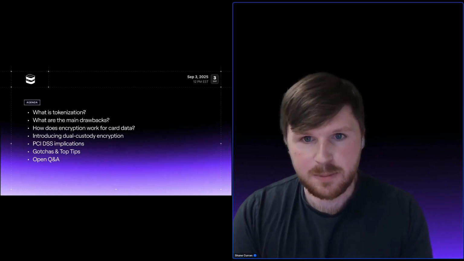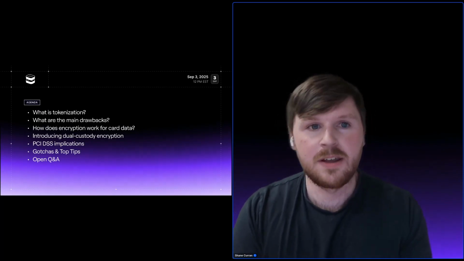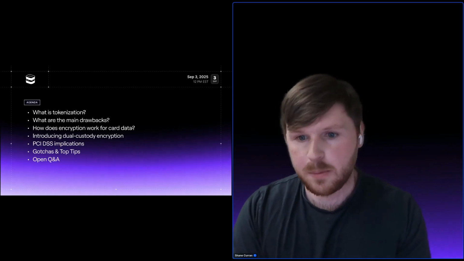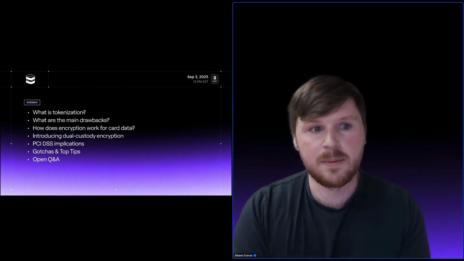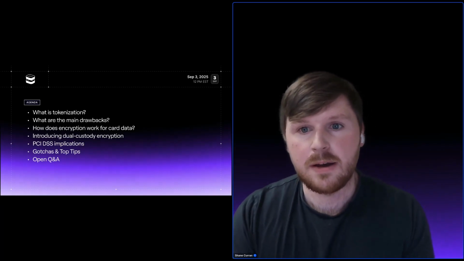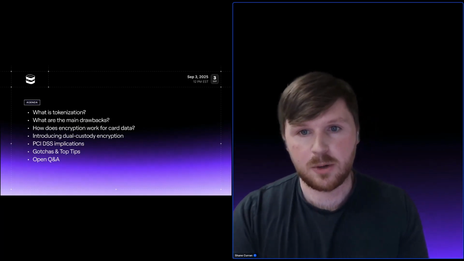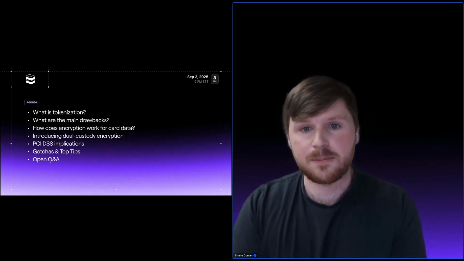We're going to run through encryption. Encryption is a very, very broad surface area, and it's where Evervault as a company got started. So we're pretty familiar with that side of things, but we're going to apply it specifically to card data and touch on the PCI aspects of card data encryption as well as the approach that we follow to encryption, which is what we call dual custody encryption.